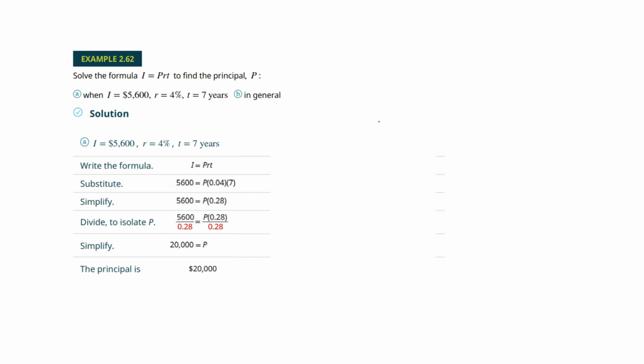Now they want us to do it in general. So I'm going to move P to the back. So we're solving for P in general. Now, without the number there, this is even easier. I'm going to treat that all as a number. If it was 3x, I would divide both sides by 3. Well, if it's RT times the variable, I'm going to divide both sides by that. So I get I over RT equals P.